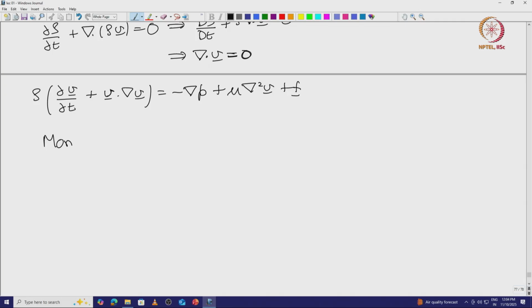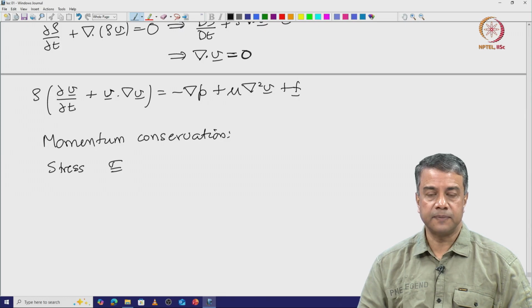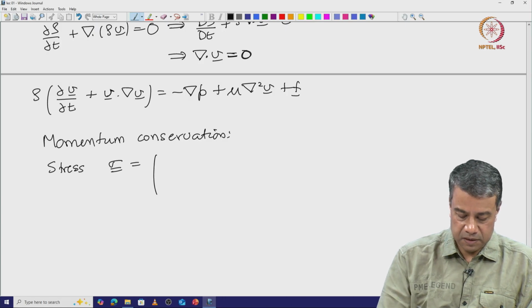In the last lecture, we were discussing momentum conservation, and I had derived for you the momentum conservation equation. Here the two important quantities are the stress sigma, which I said is a second order tensor. It has 9 components, 2 indices. The first index corresponds to the direction of momentum and the second index corresponds to the direction of transport.